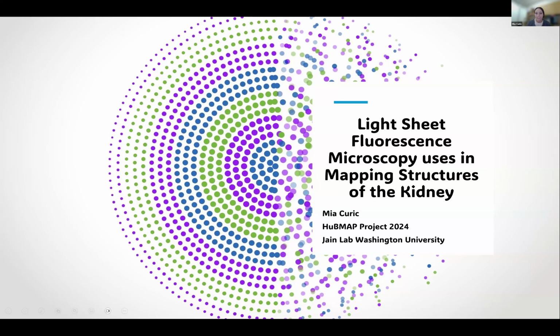I'm Mia Curic. This is my HuBMAP project. I work for the Jane Lab at Washington University, and I'm doing my project on light sheet fluorescence microscopy and its uses in mapping structures of the kidney.